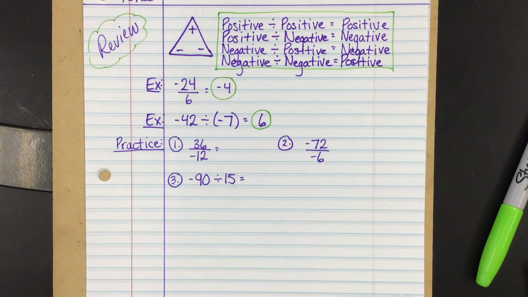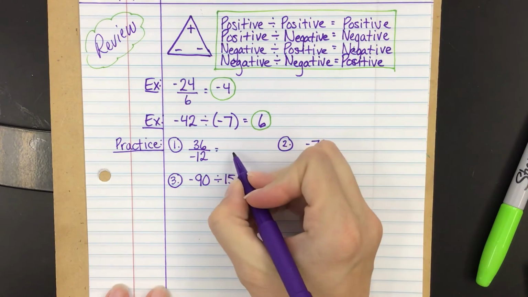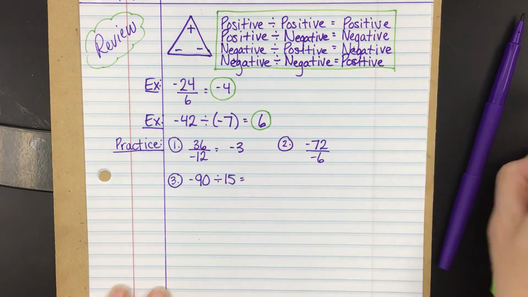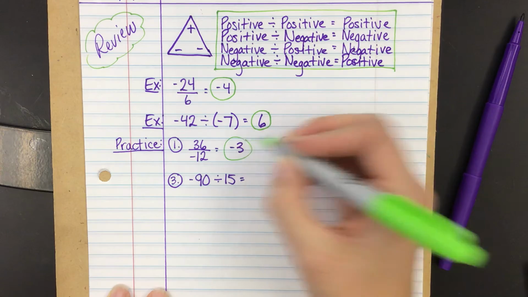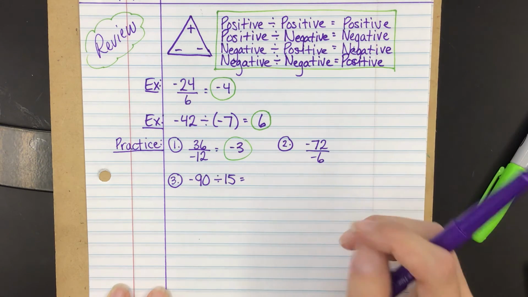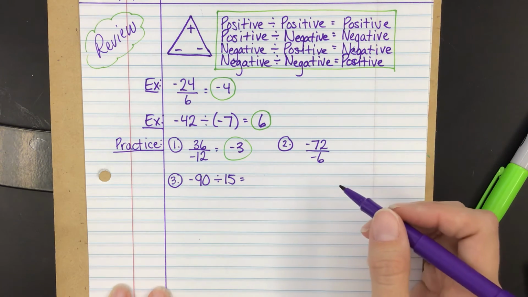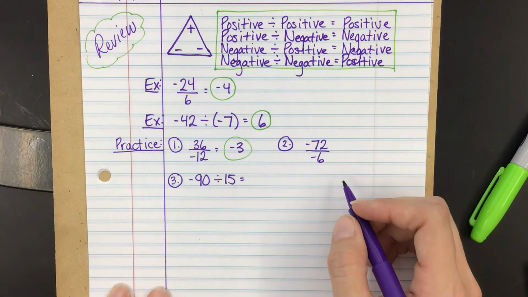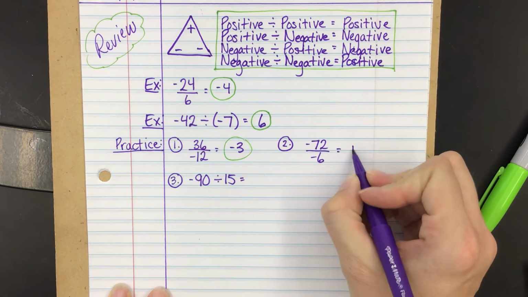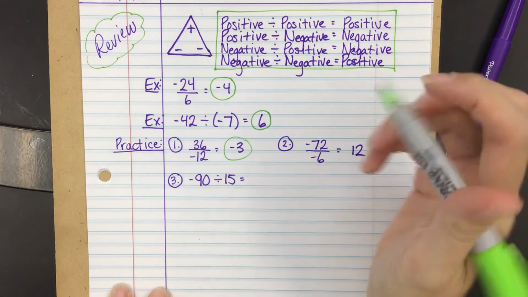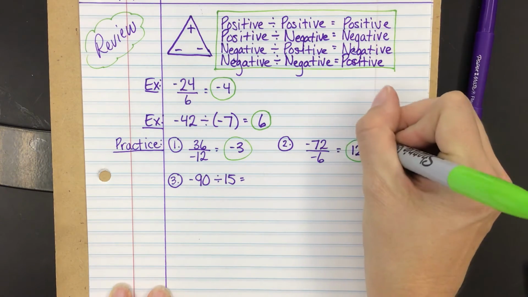36 divided by negative 12. Go ahead, Carson. Negative 3. Awesome. Positive divided by a negative is a negative. Okay, number 2, negative 72 divided by negative 6. Go ahead, Aiden. 12. Positive 12, because a negative divided by a negative is a positive.